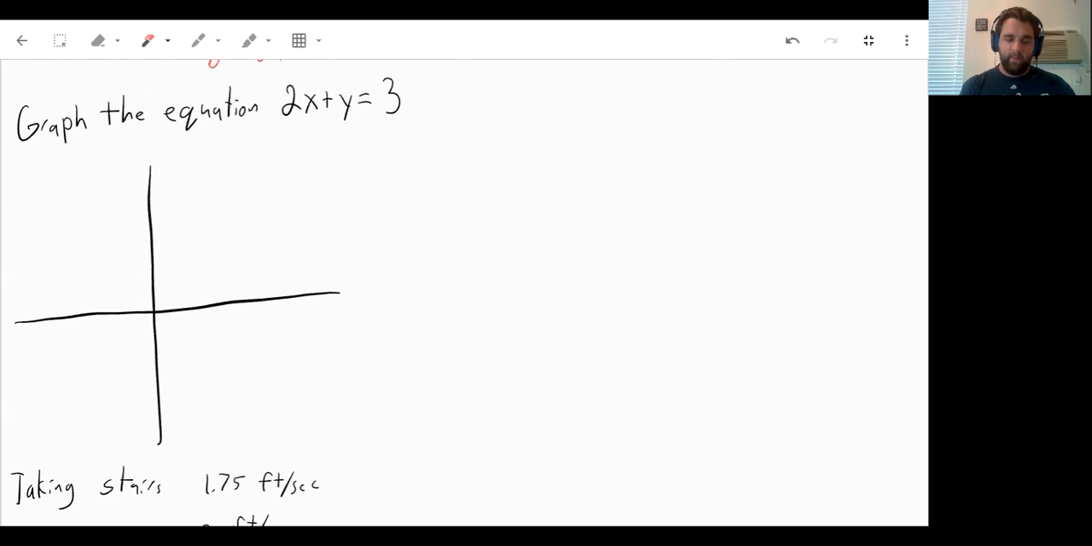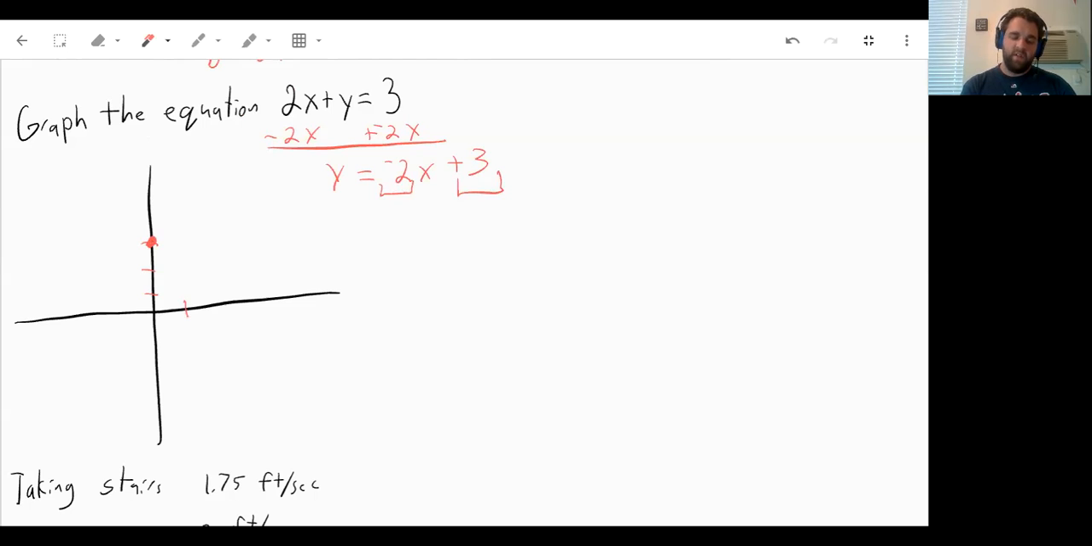So just like last time, we need to get y by itself, so we can subtract that 2x from both sides, or add a negative 2x. So that now we'll have y equals negative 2x plus 3. And now we can graph it. So we have our y-intercept, or where does it cross the y-axis, which is going to be at y equals 3. And then our slope is negative 2.